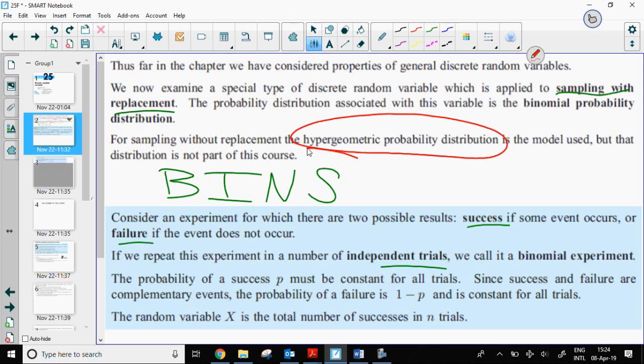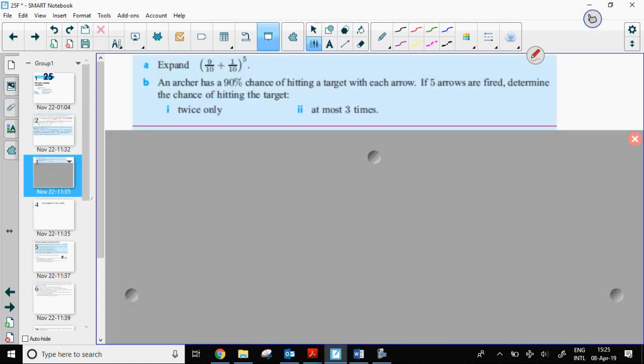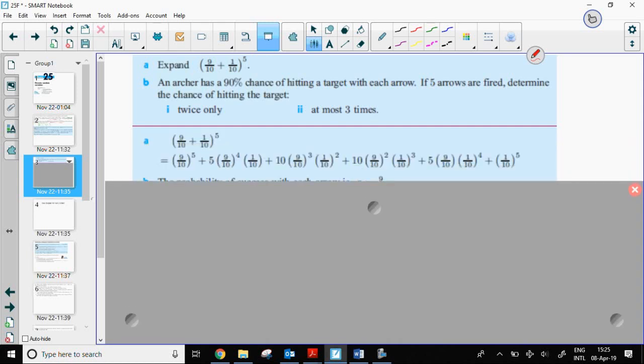First, I want to look at an interesting connection back to the binomial expansion. And we'll see how that relates to probability in this particular example. So part A, expand (9/10 + 1/10) to the power of 5. Now, don't be clever and tell me the answer is 1. We want to actually expand that binomial. So we use binomial expansion, and we get this lovely thing.